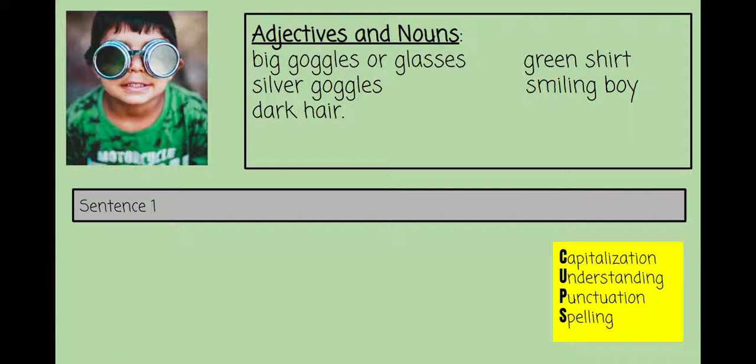So now we're going to take those adjectives and the nouns, and we're going to come up with a sentence, just one sentence about this picture. I can pick any of these nouns and adjectives to make into a complete sentence. But before I do that, I want to talk about CUPS. Because remember, when you write sentences, you have to think about the CUPS. You need to have all these things in your sentence.